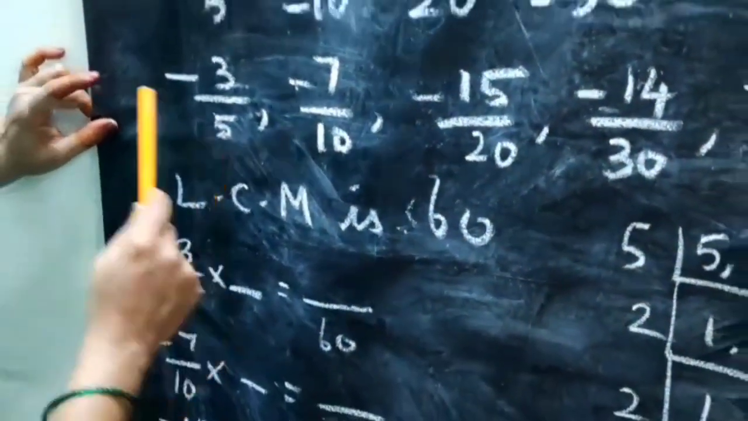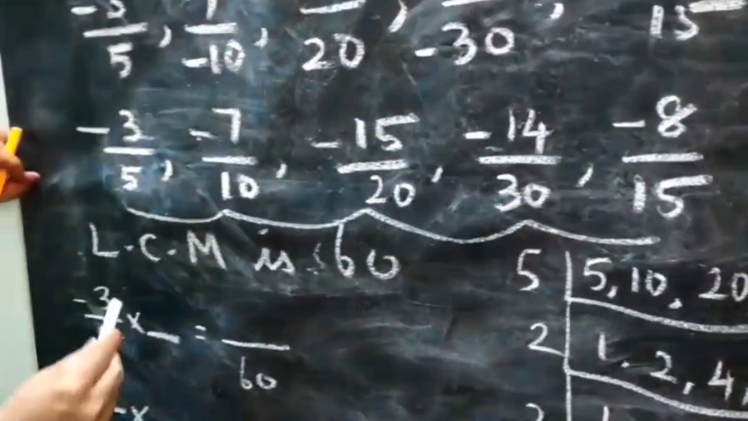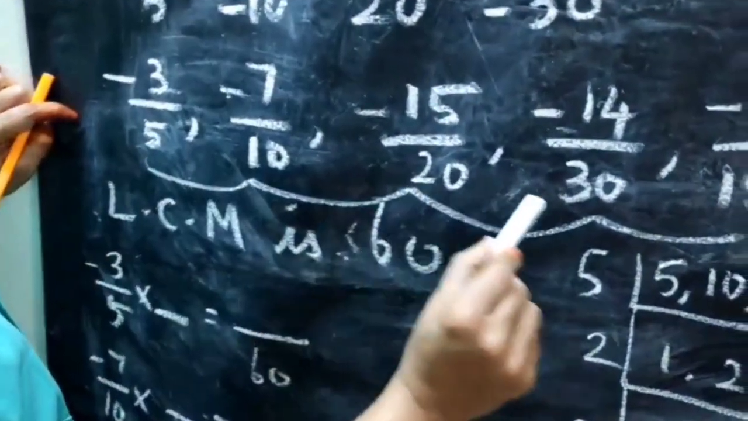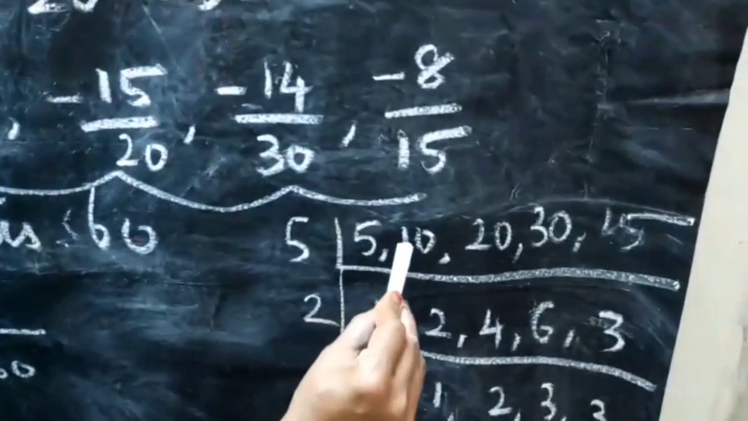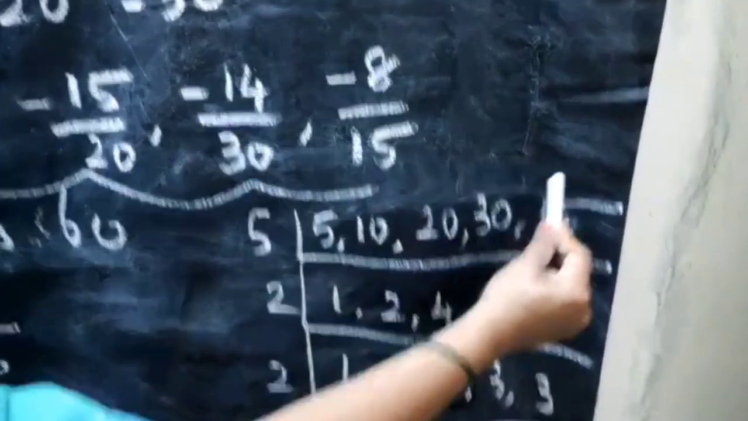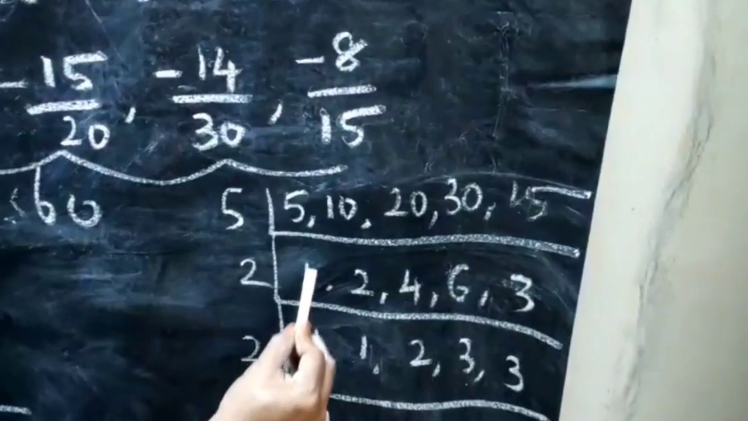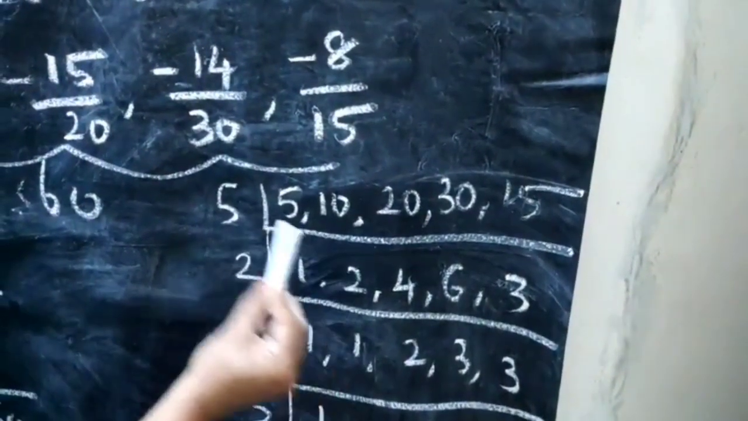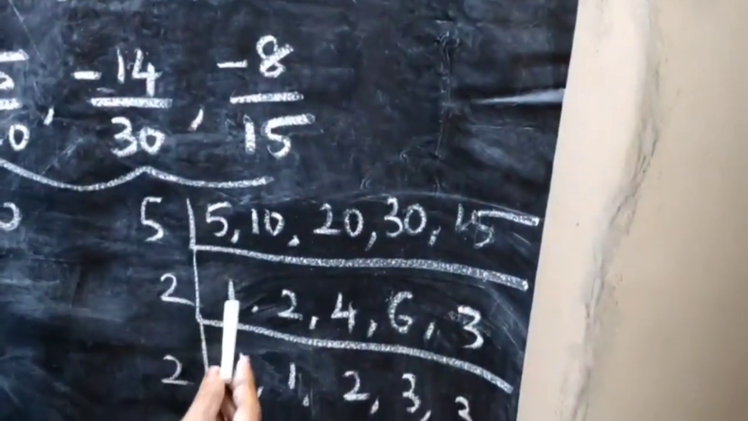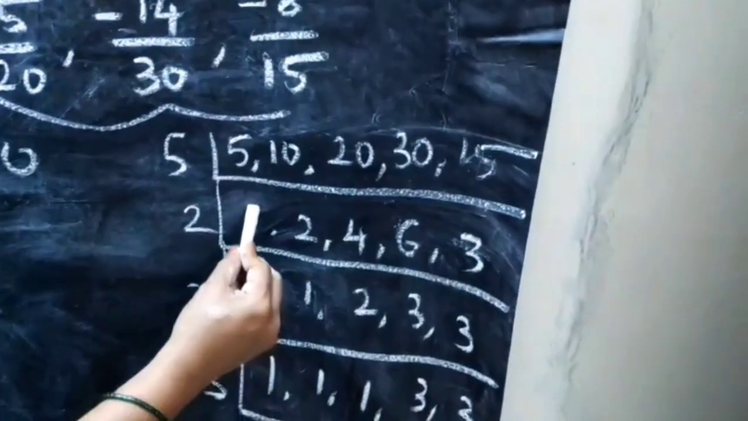See the denominators: all the numbers are different. You must take the LCM. The denominator numbers only, you want to take the LCM. 5, 10, 20, 30, 15. These are all possible in 5. How many times possible? One time. 1 5 is 5. 2 5s are 10. 4 5s are 20. 6 5s are 30. 3 5s are 15. Now you take the number 2. 1 is no value, not possible, so you write 1.